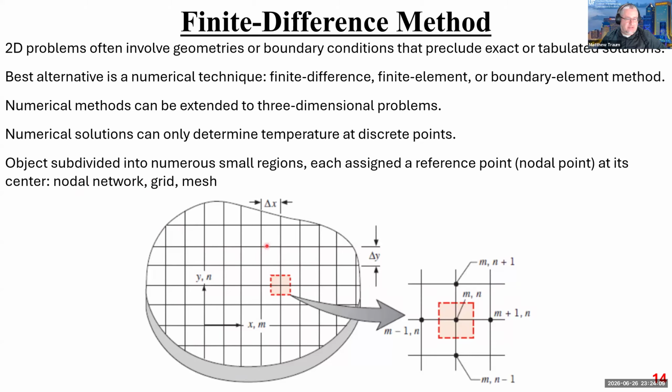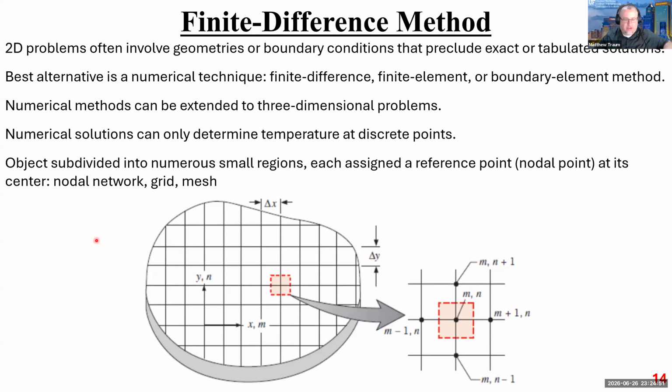But oftentimes that's good enough, right? You maybe are interested in the temperature here, but temperature here is close enough, right? So maybe that's okay. Or you could reduce the size of the mesh and get to the temperature at the spot that you're interested in, but with more computational power. So we're going to end up taking an object of interest whose temperature field we are interested in finding, and we're going to subdivide it into numerous smaller regions. And each one of those smaller regions is a reference point called a nodal point, and that nodal point exists at the center. And so what ends up happening is you take this object and you cover it with what's called a mesh or a grid or a nodal network.